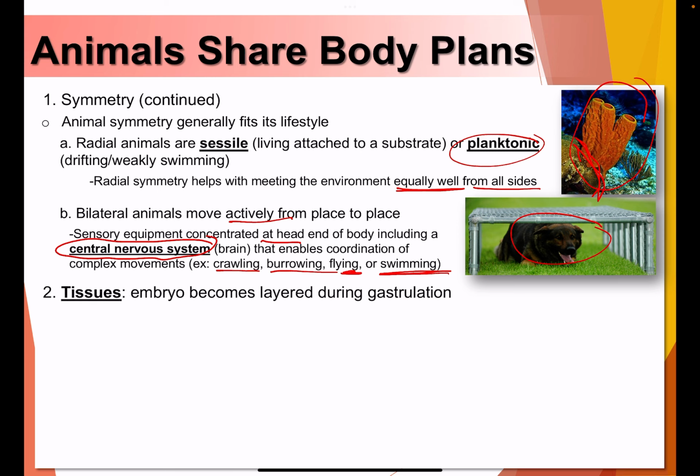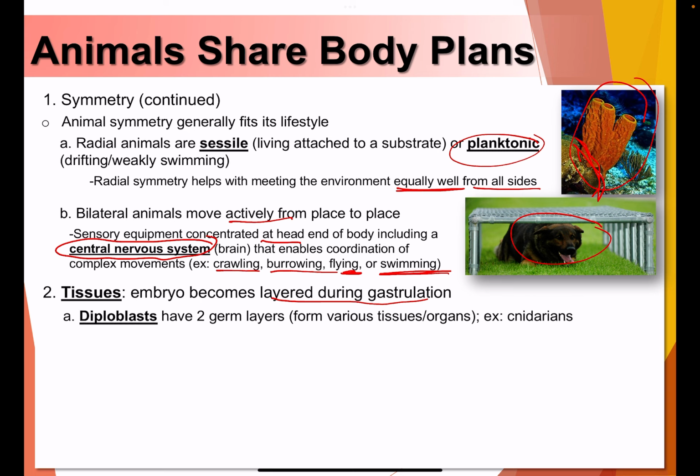Okay, the second body plan feature that we share amongst all animals is tissues. Embryos usually become layered during gastrulation, as we have talked about. Diploblasts are those that have two germ layers. Remember, we talked about how from a blastula, you have this hollow blastocoel within there. Cells start migrating into there. So here's a hollow ball with the blastocoel hollow space, and then you have cells migrating towards the center like that, migrating into the blastocoel.